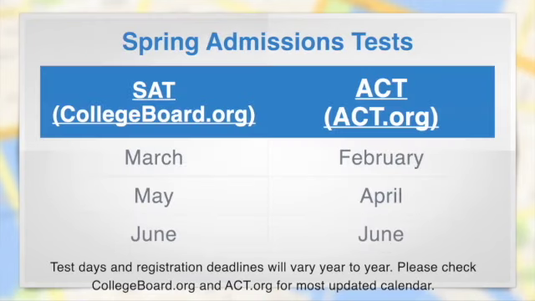Spring admissions tests. I put this here just so you have an idea of what some of the dates are. The SAT will offer exams in March, May, and June, and the ACT in February, April, and June. But like I said, go ahead and check out their specific websites, and that's going to give you the most updated calendar, registration dates, and deadlines.